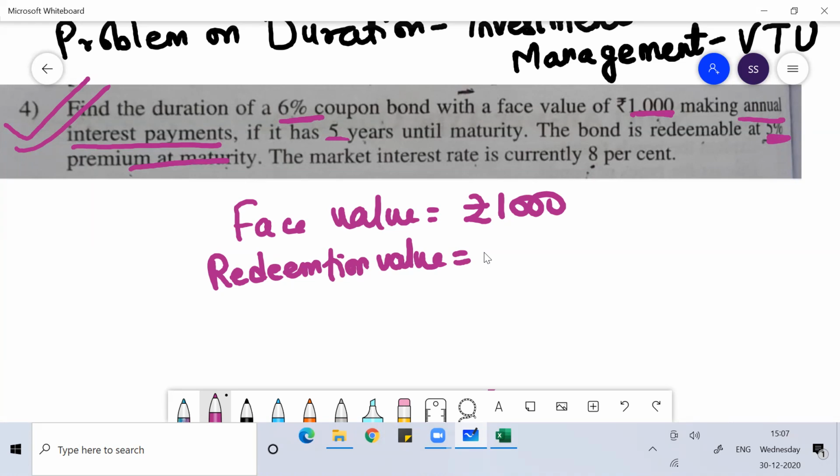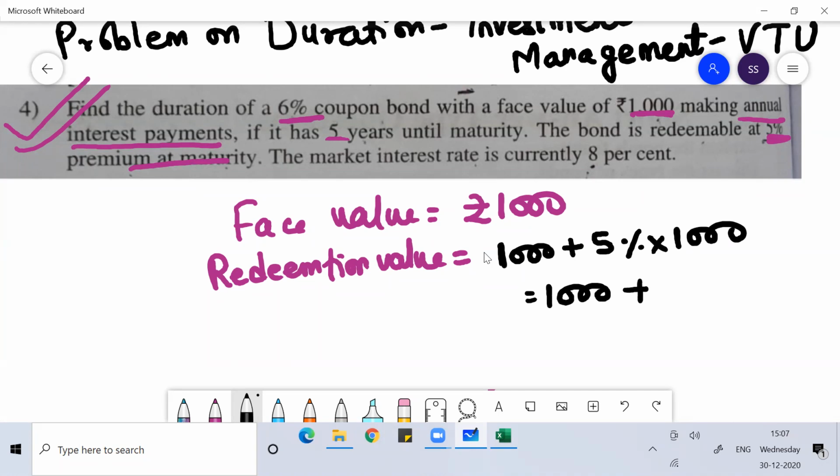After 5 years, when the company buys back that bond from you, meaning when the bond matures, the company will not give you just 1,000 rupees, which is the face value, the value they committed to give back once the instrument matures. But here they are being more aggressive so that people will buy their bond. They're saying they'll redeem this bond at a 5% premium on the 1,000 rupees. Redemption value and face value mean the same thing.